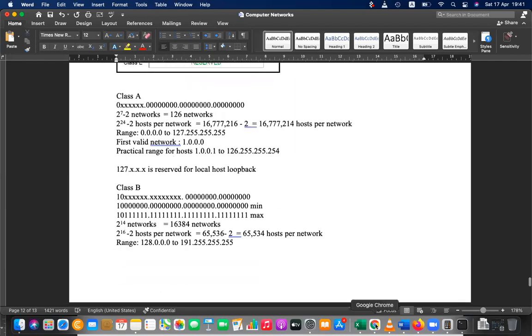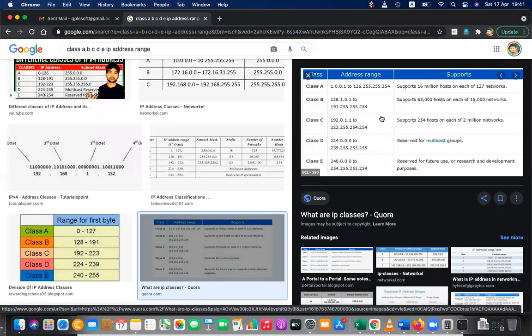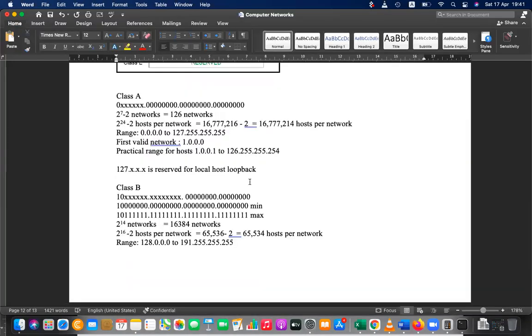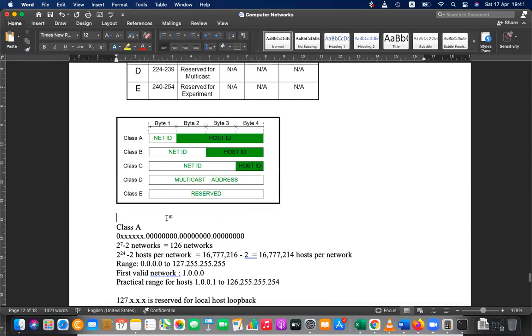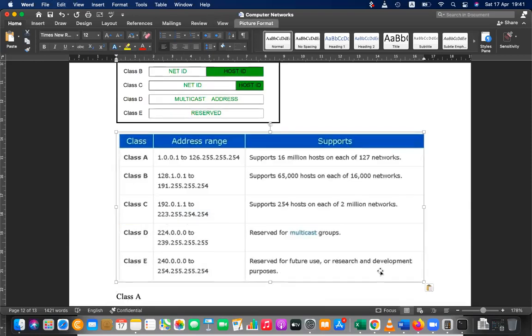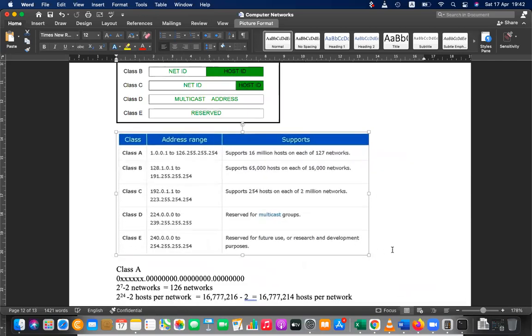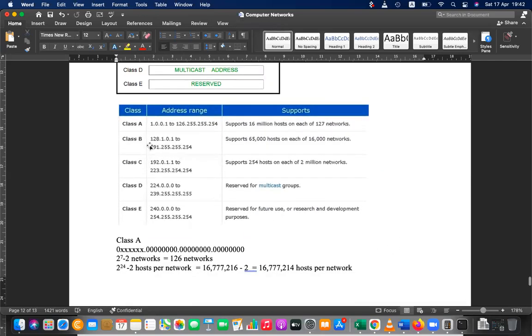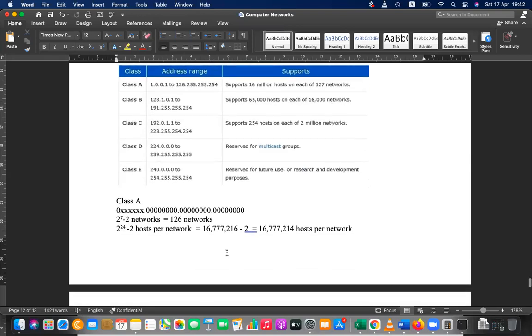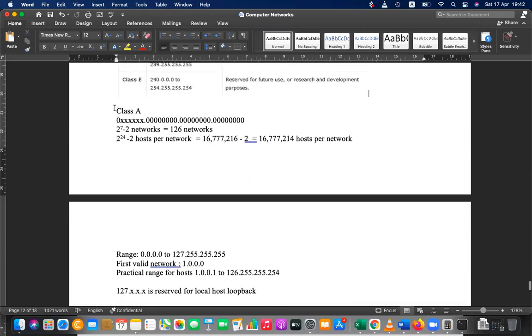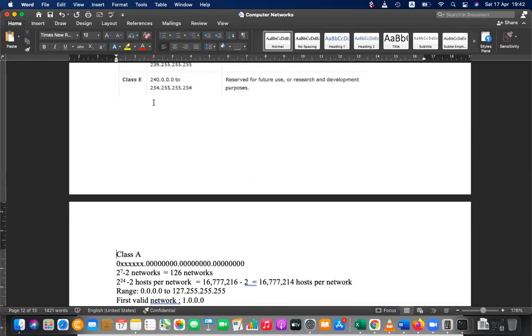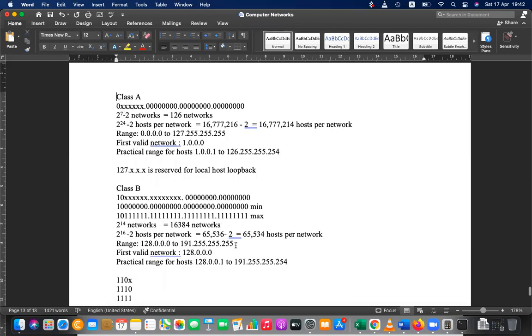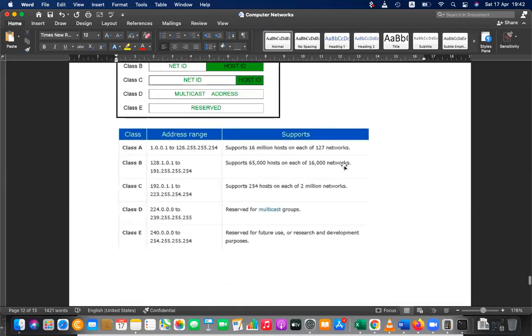If you browse the internet, you can see the range there. This is actually a mixture, because in some graphics the range is given and in others it is not. The values are roughly given: 65,000 hosts, 16,000 networks. So class B has these rough values.